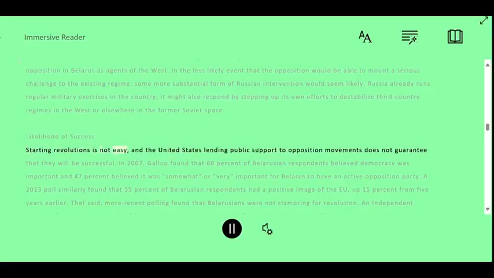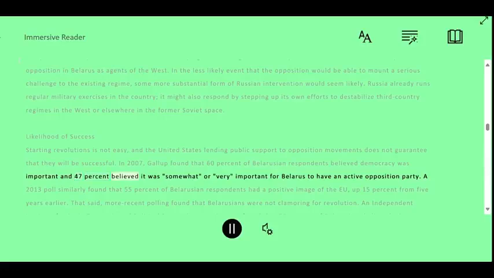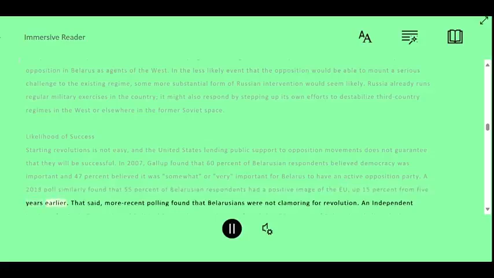Starting revolutions is not easy, and the United States lending public support to opposition movements does not guarantee that they will be successful. In 2007, Gallup found that 60% of Belarusian respondents believed democracy was important and 47% believed it was somewhat or very important for Belarus to have an active opposition party. A 2013 poll similarly found that 55% of Belarusian respondents had a positive image of the EU, up 15% from 5 years earlier. That said, more recent polling found that Belarusians were not clamoring for revolution.